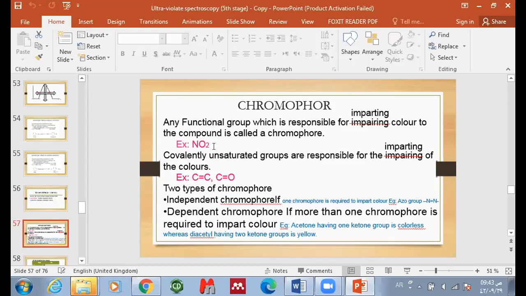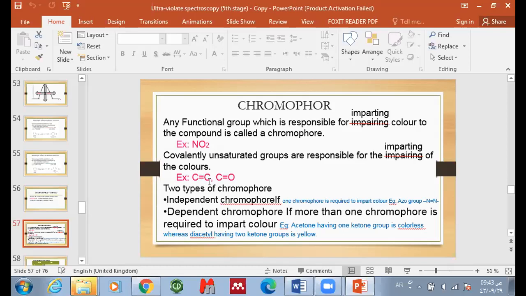Mostly unsaturated groups are responsible for imparting. So there is a typo here. It is not "imparting", it is "imparting", I changed the word. Just give attention to this word, please. Imparting the color, such as carbonyl in aldehyde or ketone, or ethylene group, C=C group.